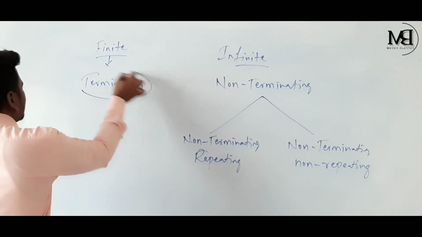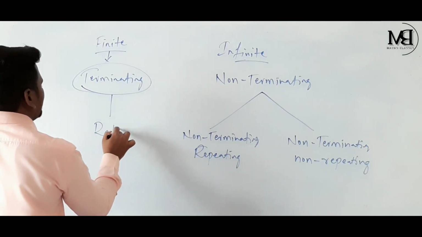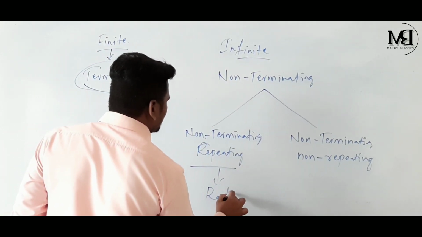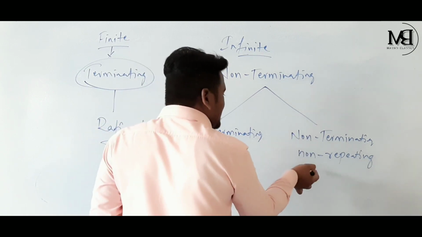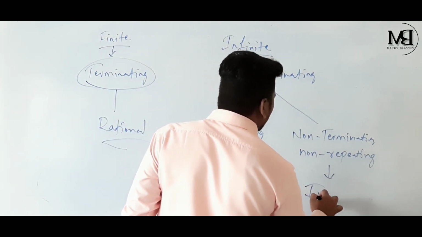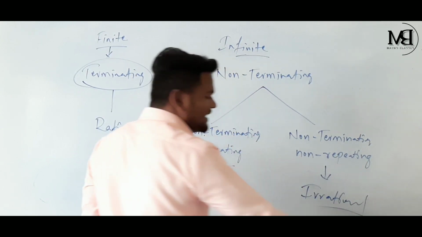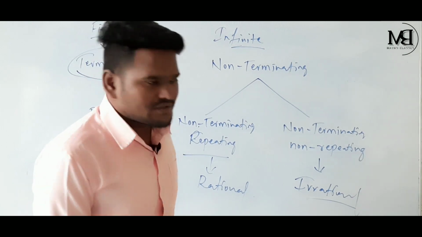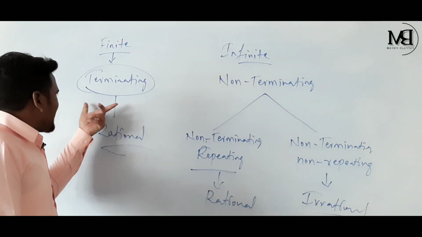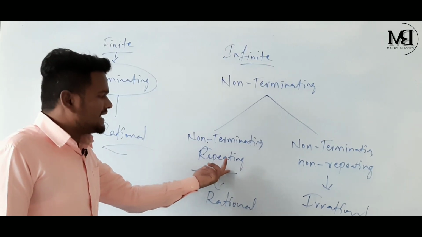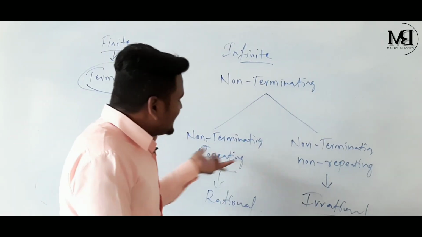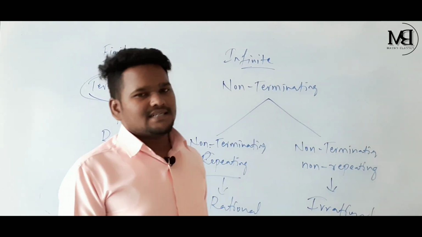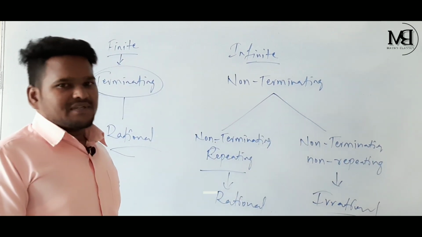Terminating decimal expansion is of rational number. Non-terminating repeating is of rational number. Non-terminating non-repeating is of irrational number. So a number whose decimal expansion is terminating and non-terminating repeating is rational, and a number whose decimal expansion is non-terminating non-repeating is irrational. These are the types of decimal expansion.